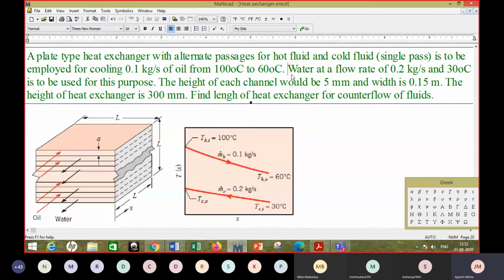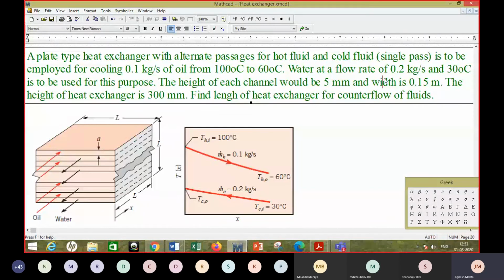Then you want to design an oil cooler, and you have the water available as the sink, the media for cooling, and this water is available at 30 degrees Celsius, and you can keep the flow rate of 0.2 kg per second.